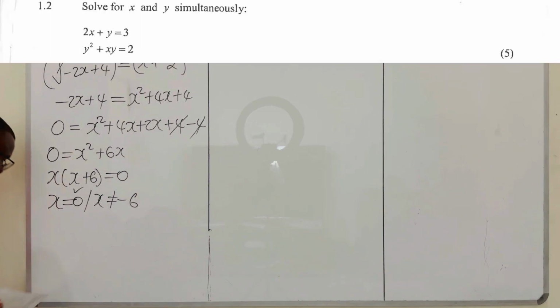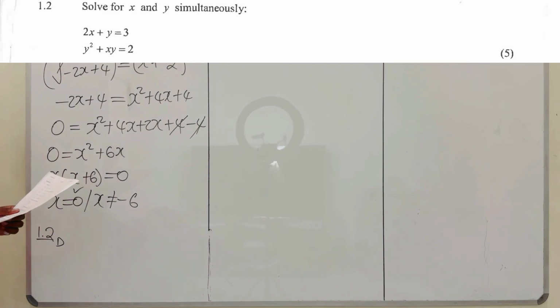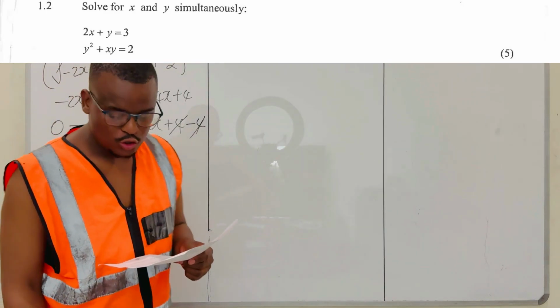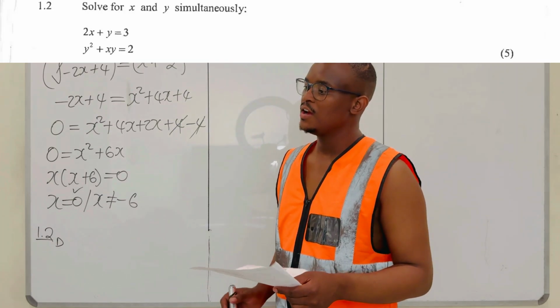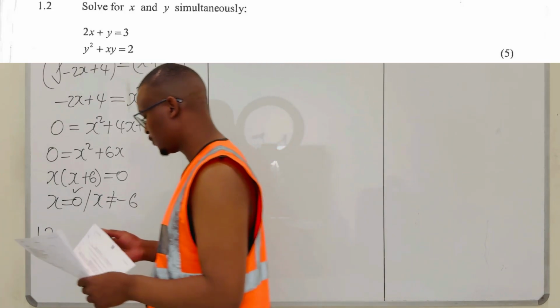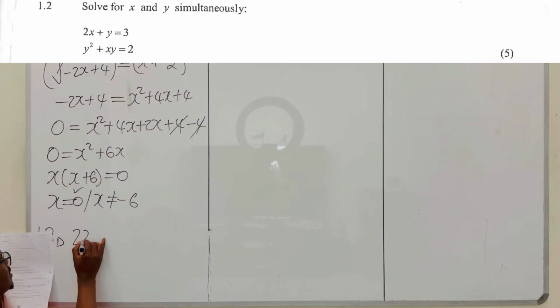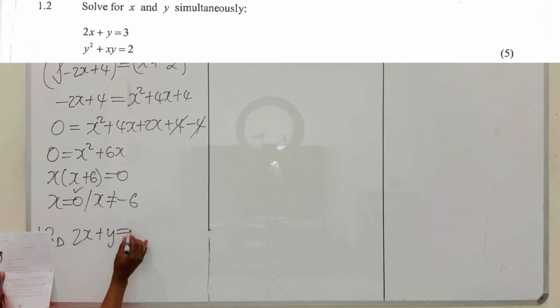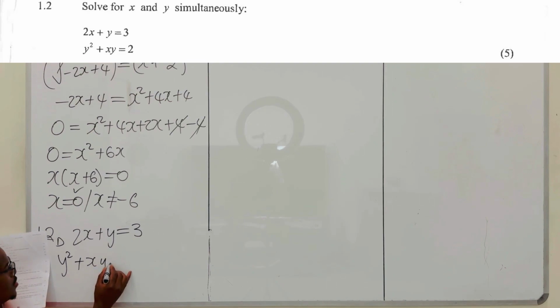Now we're going to move to 1.2. At 1.2, they are saying solve for x and y simultaneously. So they've given you two equations. They want you to solve for x and y at the same time. The first equation that they've given you is 2x plus y is equal to 3. Are you happy? Yes. And the second one is y squared plus xy is equal to 2.